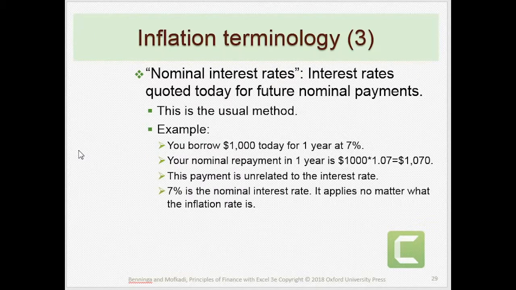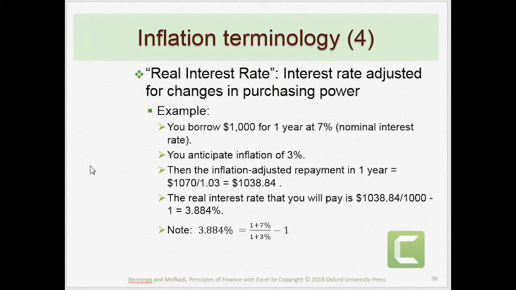Nominal interest rates are quoted today for future nominal payments. So you borrow $1,000 for 1 year at 7%. Your nominal repayment is going to be $1,070. This payment is unrelated to the inflation rate. 7% is a nominal rate. It applies no matter what the inflation rate is.